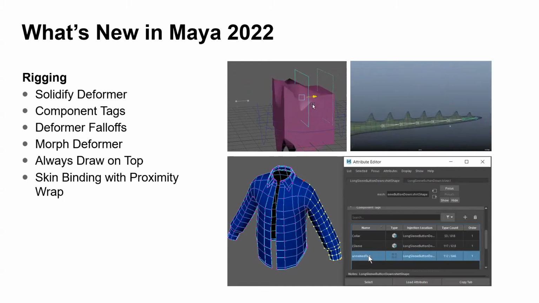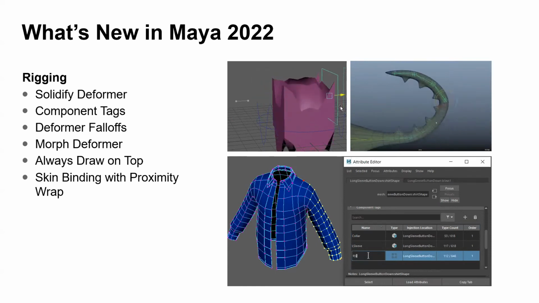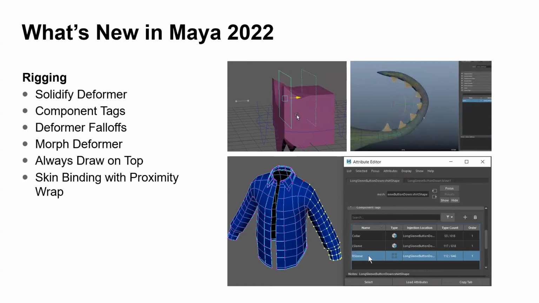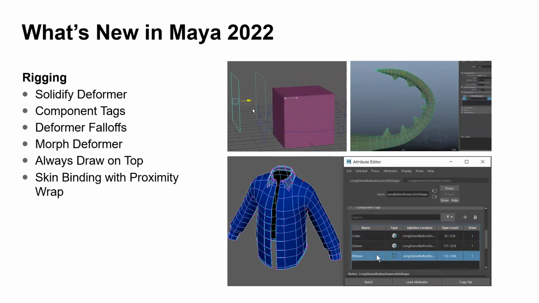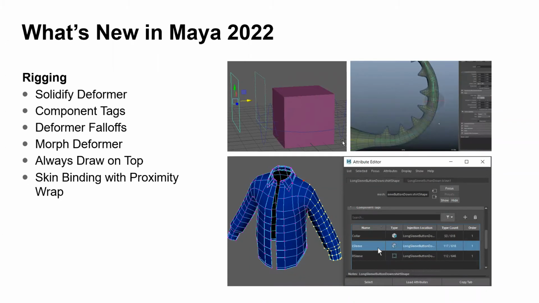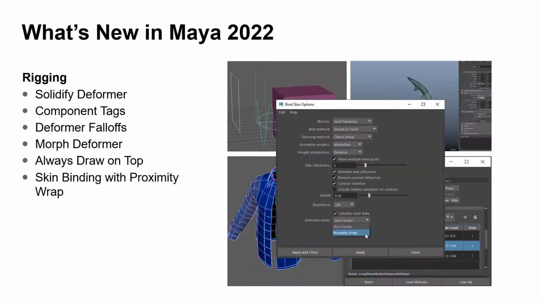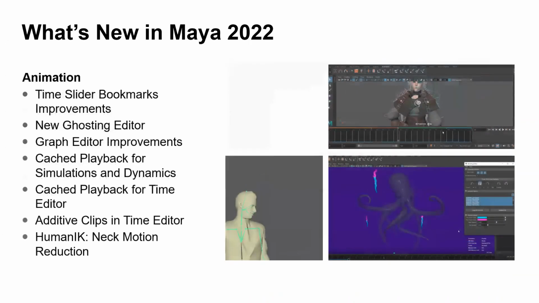And also the tag system has been improved. So literally, you can select a bunch of vertices or faces, you can tag them, and the component tags can be influenced based on a deformer fall-off. Okay, and there's also the proximity wrap with skin binding.